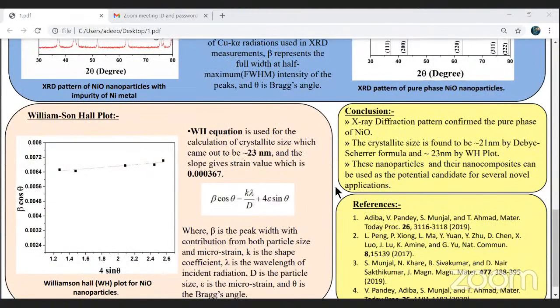From whatever analysis we could perform, we conclude that we have formed pure nickel oxide at 800 degrees Celsius, whereas impure nickel oxide with nickel as impurity at 400 degrees Celsius. There has been some difference in crystallite size by Debye-Scherrer as well as WH plot, and this can be explained by taking into account the strain broadening. And we can conclude that there are different applications of nickel oxide nanoparticles, which will be dealt with in the next paper, which I have not mentioned here.